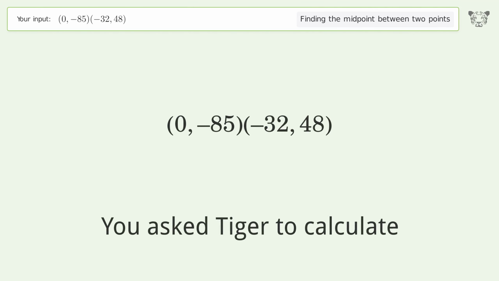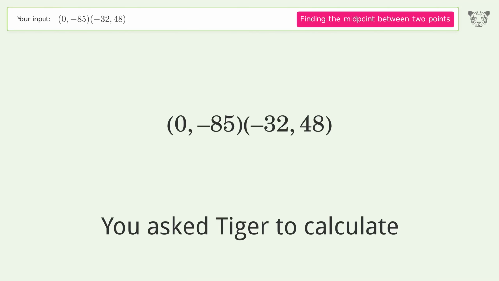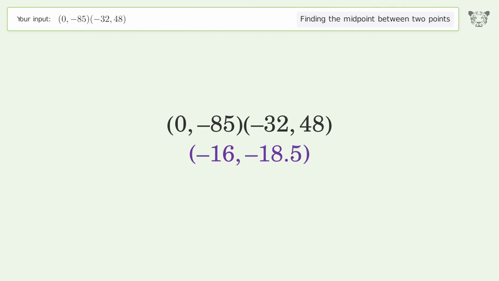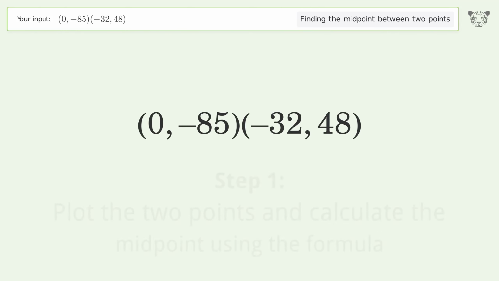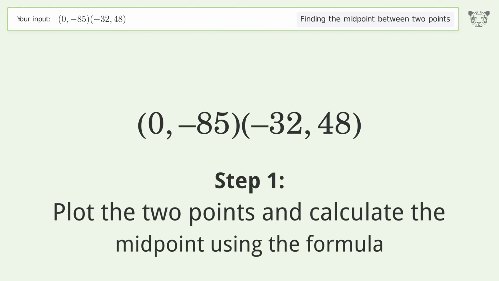You ask Tiger to calculate. This deals with finding the midpoint between 2 points. The midpoint between the 2 points is -16, -18.5. Let's solve it step by step. Plot the 2 points and calculate the midpoint using the formula.